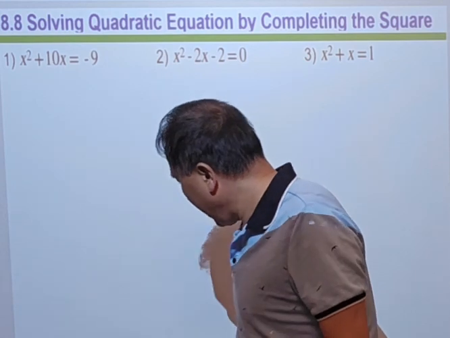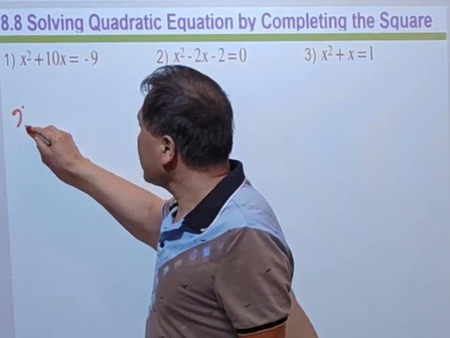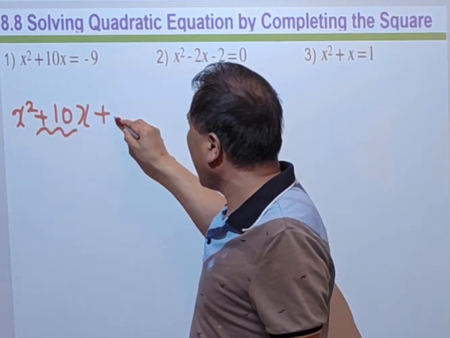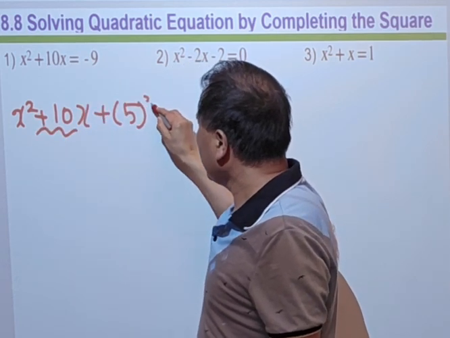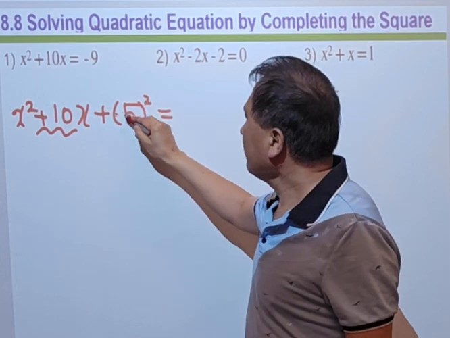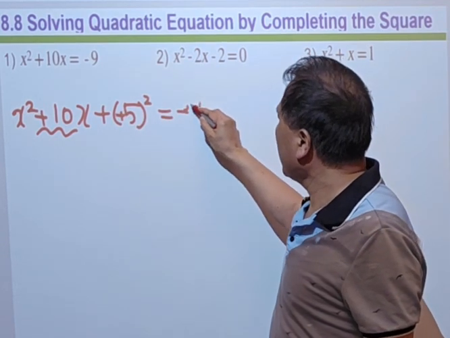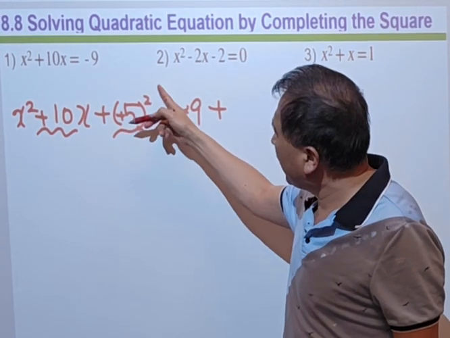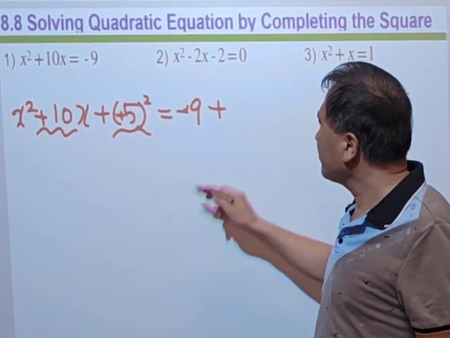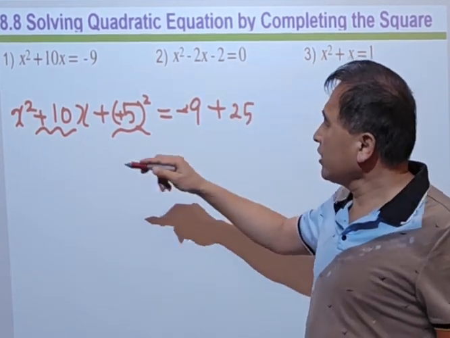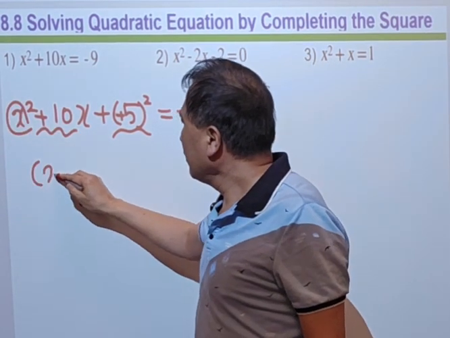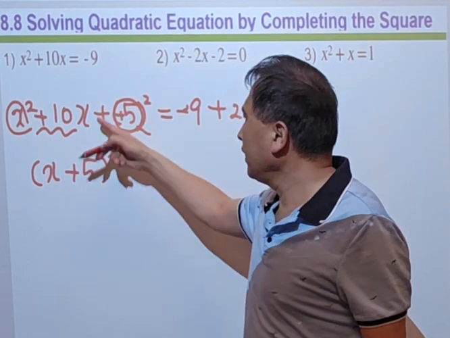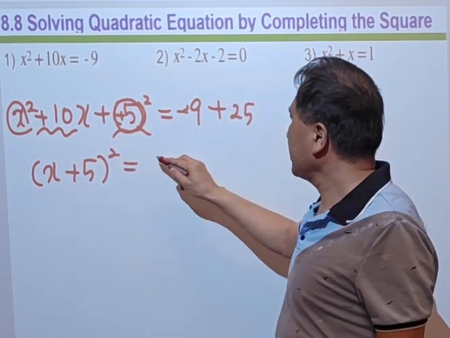In this case, the middle term is 10x, half of this number is 5, so you add 5 squared. And here minus 9 was there, so you add it here. Now you need to calculate: 5 squared is 25, so you add 25 right there. Here we have (x plus 5) squared, we complete the square, and this is 16.